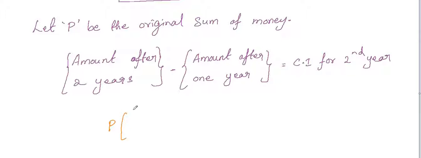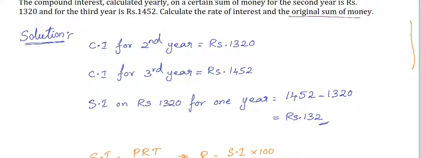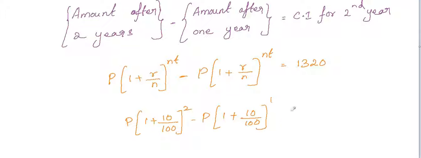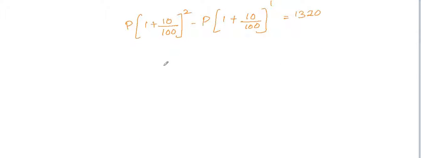So just write down the general formula of compound interest, which is principal amount times (1 plus R divided by N) whole power Nt. The same formula applies for 1 year as well, but here N is 1 as it is compounded annually. We calculate the amount yearly, so N is equal to 1. R is equal to 10% rate of interest, so 10 by 100, whole power Nt. Here for 2 years t equals 2, and for 1 year t equals 1, equals 1320.